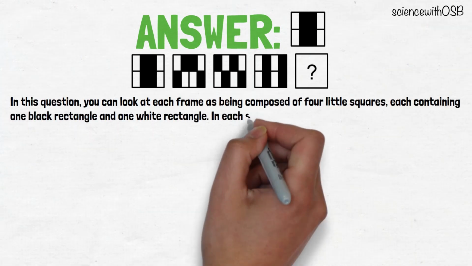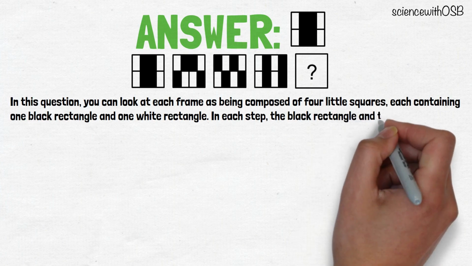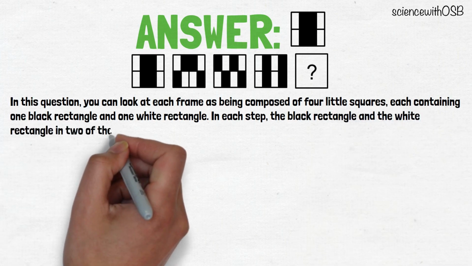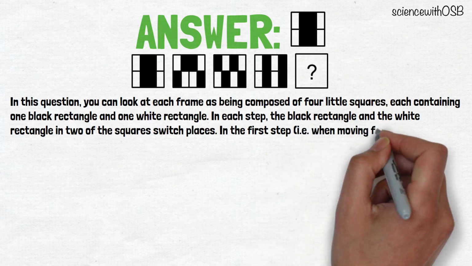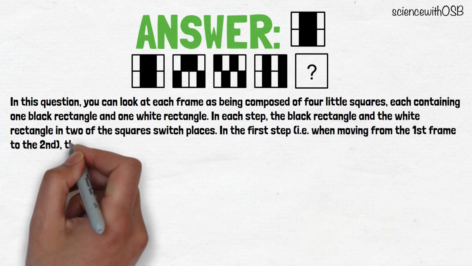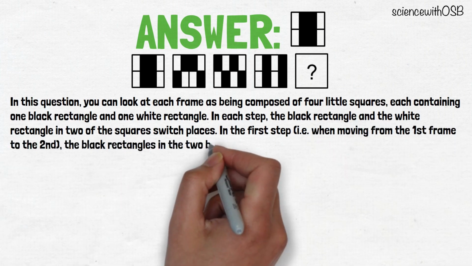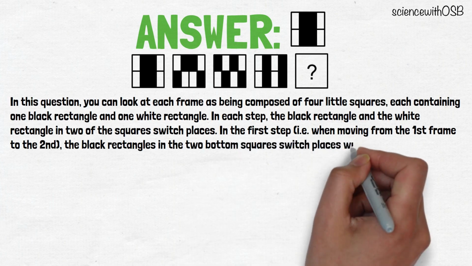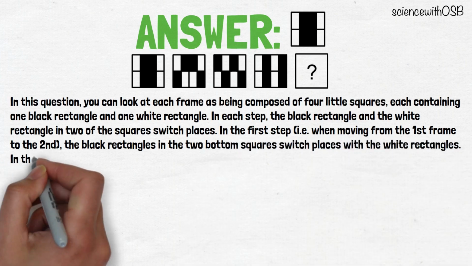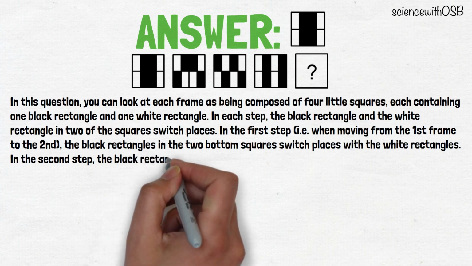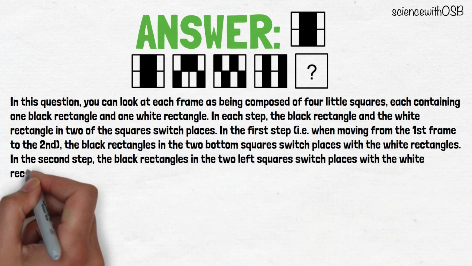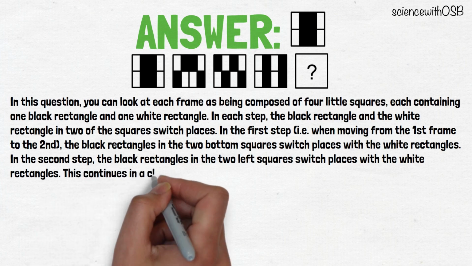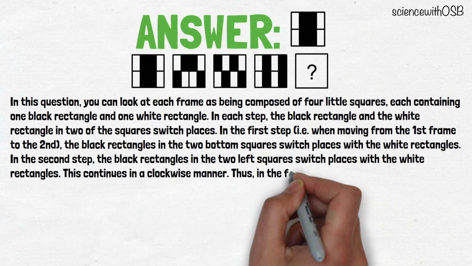In each step, the black rectangle and the white rectangle in 2 of the squares switch places. In the first step, that is, when moving from the first frame to the second, the black rectangles in the 2 bottom squares switch places with the white rectangles. In the second step, the black rectangles in the 2 left squares switch places with the white rectangles. This continues in a clockwise manner.